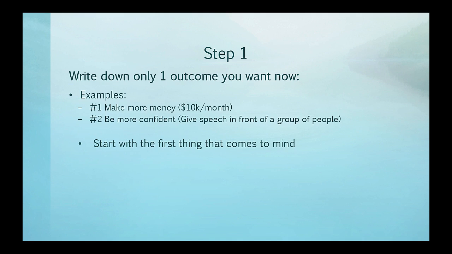So again, now what you want to do, if you look at the second bullet point, is make it specific. Okay, so like in the first example there, the person wrote down make more money. And then in parentheses, they made it specific, as in, what does that mean? $10,000 a month. If you look at example number 2 on the bottom there, the person started with be more confident. Then once they made it specific, they wrote down give speech in front of a group of people.